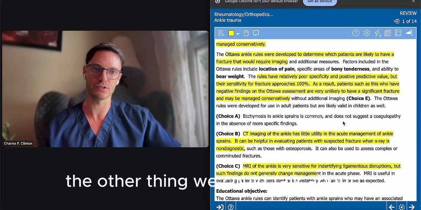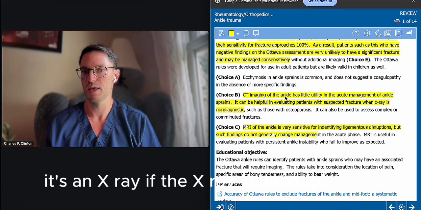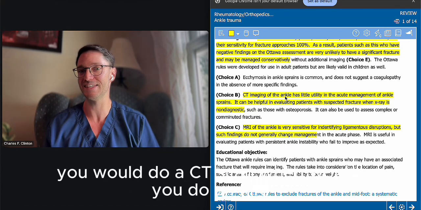And the other thing we could talk about with this question is, when would you do a CT? Or basically, if you have to pursue imaging, which is your best image? It's an X-ray. If the X-ray is non-conclusive, what would you do? You would do a CT scan.